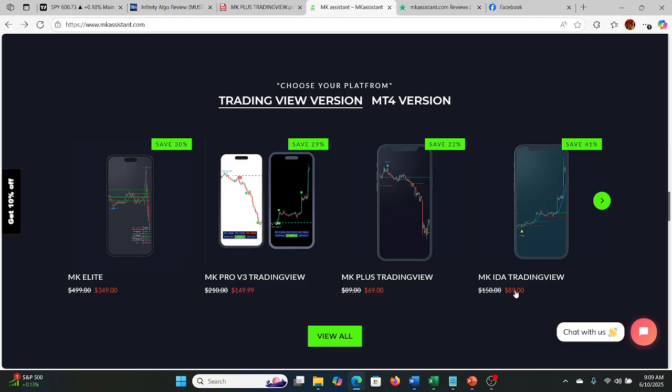So this is the one I got right here. MK Plus TradingView. And I'll link you in the description below if you want to go and buy it, although I'm not sure how much you will after you listen to my review.